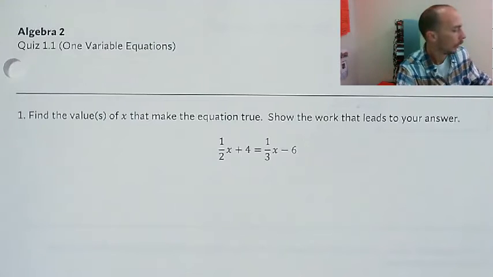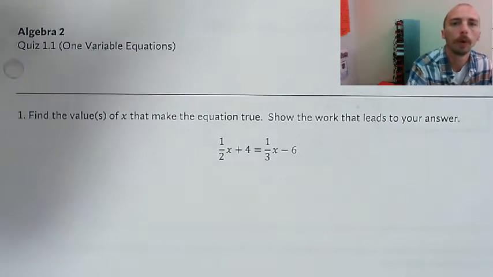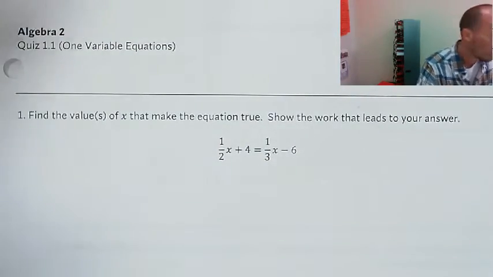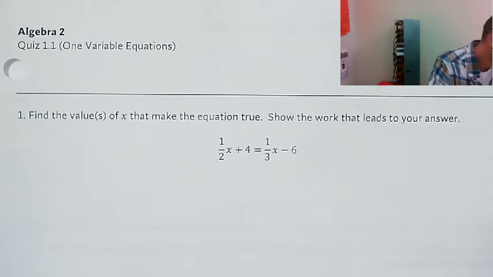Alright, welcome. In this video, I'm going to be working Algebra 2 Quiz 1.1, which is over one variable equations. And I'm going to be working both forms. And we're going to start by finding the values of x that make the equation true, and we're going to show the work that leads to our answer.